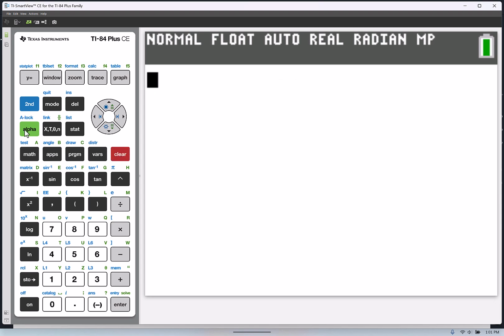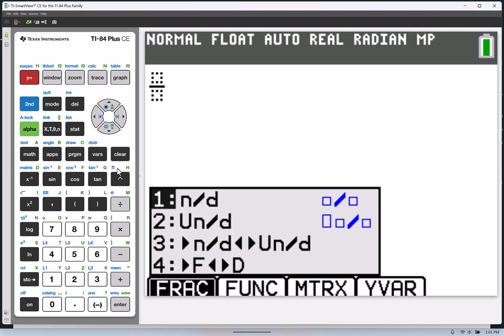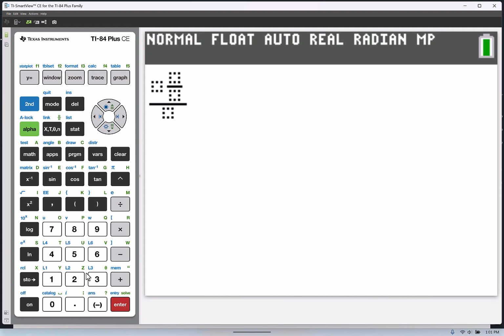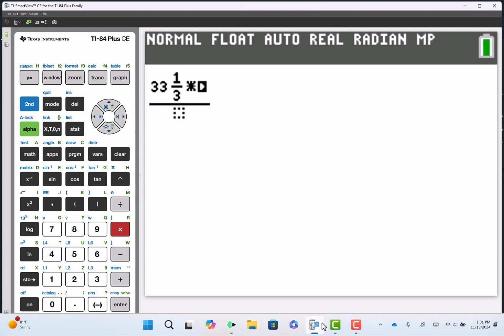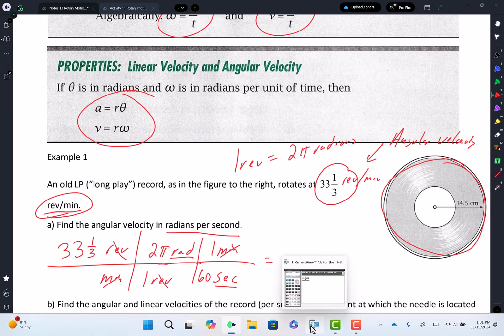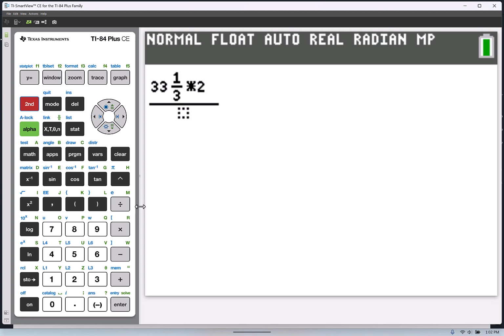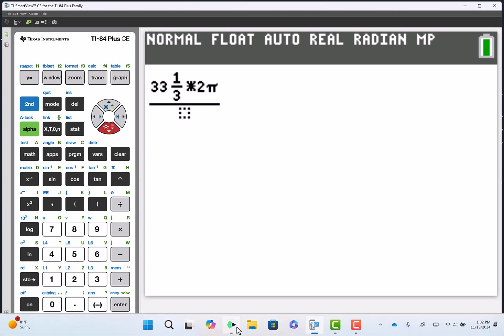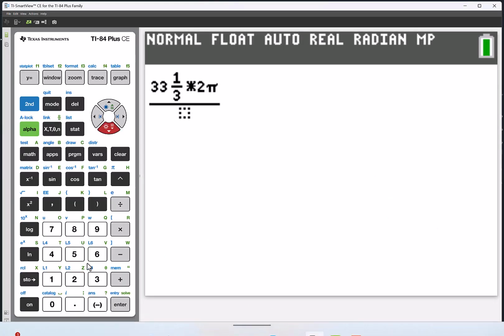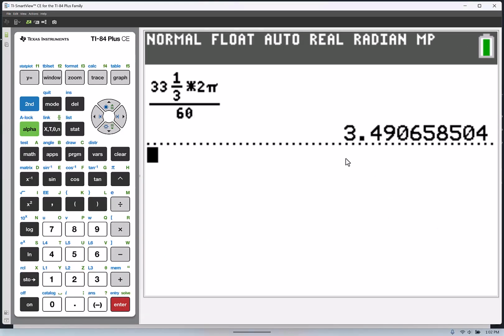Focus, focus, focus. Alpha, y equals, enter. And you will never get it wrong. Whatever you have in the top is what you're going to write. Whatever you have in the bottom is what you're going to put in there. Chav, how do I type in 33 1/3? Like this. Push alpha again. Push y equals, and it's the number 2. And then you go 33 1/3 times 2 pi. And I'm dividing by just 60. So put a 60 in the bottom. Enter. And there it is.